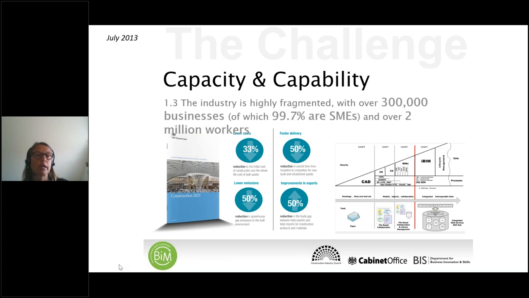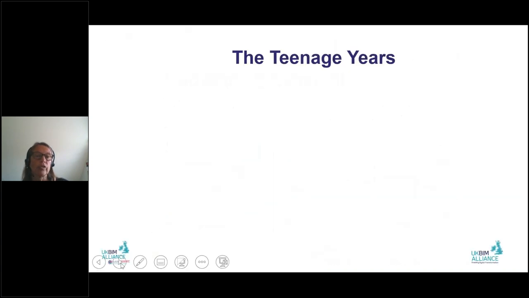Construction 2025 came out in July 2013, still pushing that we'd got problems in the built environment sector, saying, right, we need to be really ambitious about what we want to accomplish. So by 2020, really looking at lower costs, faster delivery of 50%, 50% reduction in greenhouse gas emissions, 50% reduction in the trade gap. Do all of these sound quite familiar to you still? And then, of course, we had the iconic wedge diagram that we were all so earnest about in those times.